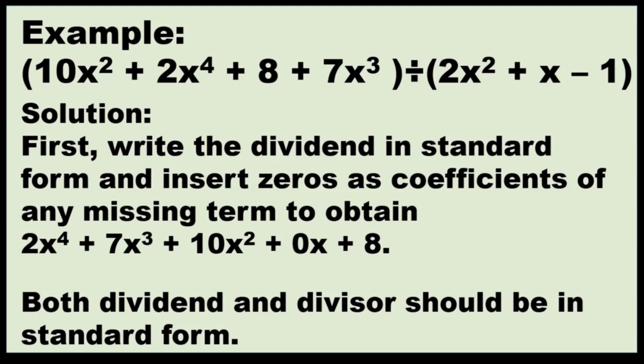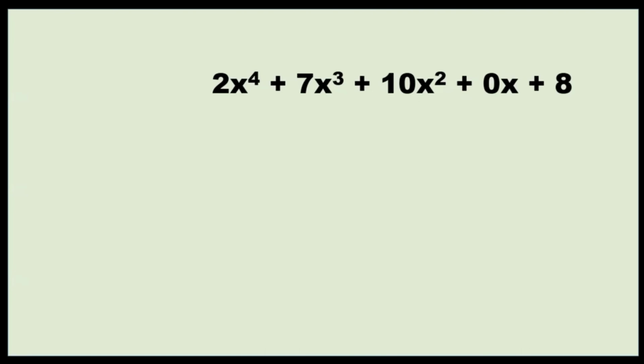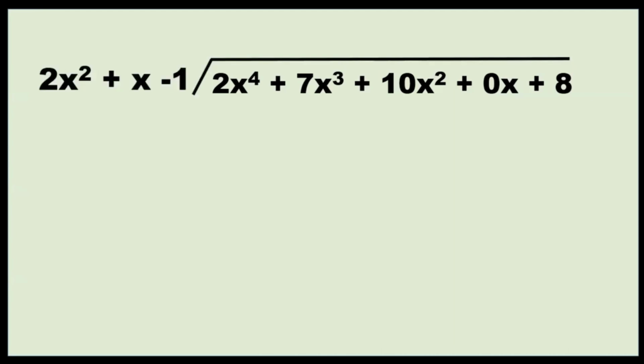Then, both dividend and divisor should be in standard form. We divide 2x raised to 4 plus 7x cubed plus 10x squared plus 0x plus 8. Again, we insert 0 for the missing term. Divided by 2x squared plus x minus 1. Okay, so this is the first step.